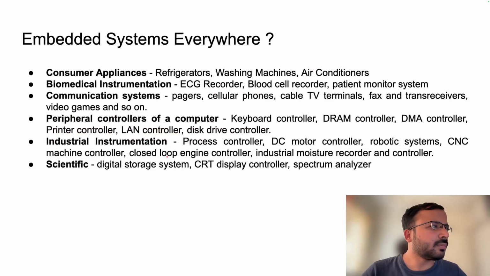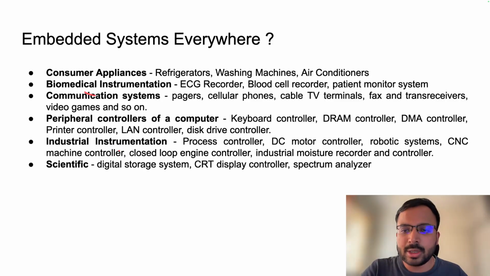Now, where are all these embedded systems used? In our surroundings, embedded systems are found everywhere. You can take these examples: your common consumer appliances, like refrigerators, washing machines, air conditioners, then your biomedical instruments, your communication systems, and your normal peripherals to your laptops, like monitor screens, keyboards and printers. All those are very common examples of embedded systems.